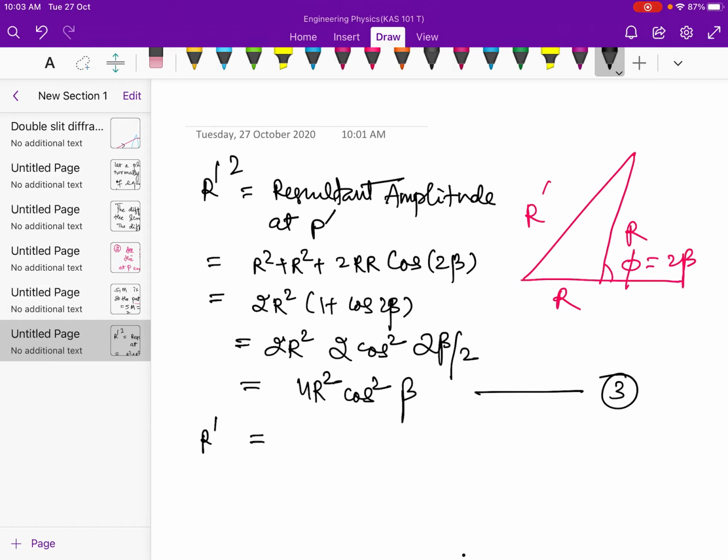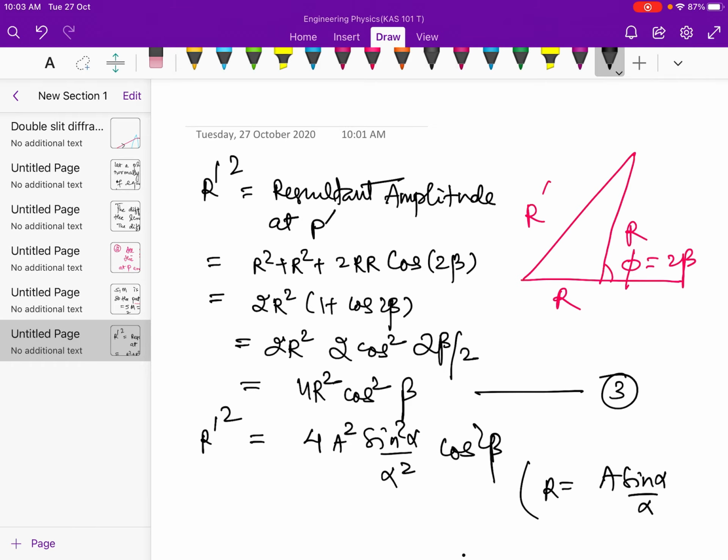This can also be written as R dash square is equal to 4 A square sin square alpha by alpha square cos square beta, where we have used R is equal to A sin alpha by alpha.